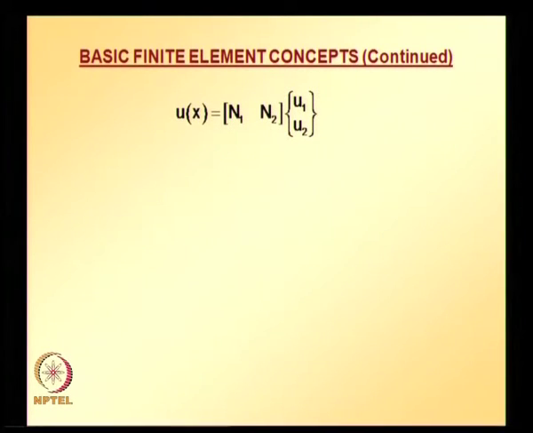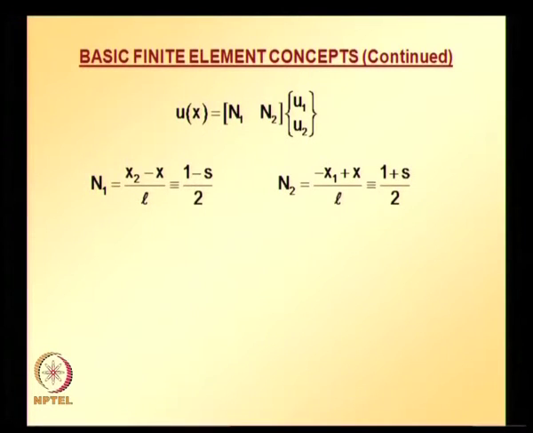And now the trial solution N1 u1 plus N2 u2 can be put in matrix and vector form like this. You know from the previous lecture, N1 is nothing but x2 minus x over L for a 2 node element. Now, we want to replace this x coordinate system with s coordinate system, where s goes from -1 to 1, and we already have an understanding that x2 corresponds to s is equal to 1, and x in the s coordinate system corresponds to s. So, N1 can be rewritten in this manner: x2 you replace with 1, x you replace with s, and the length of this element going from -1 to 1 in the s coordinate system is equal to 2.